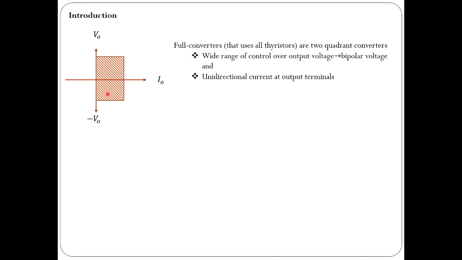For alpha less than 90 degrees, the full converter would be operated in the first quadrant, where the voltage across the load and the current through the load are both positive, right? So it corresponds to rectifier mode.